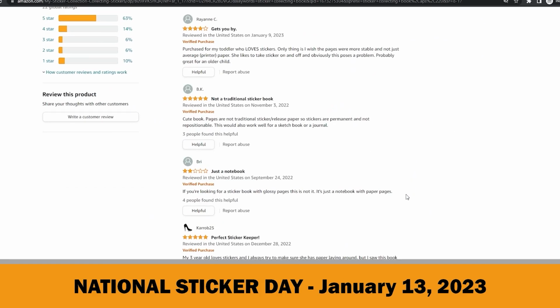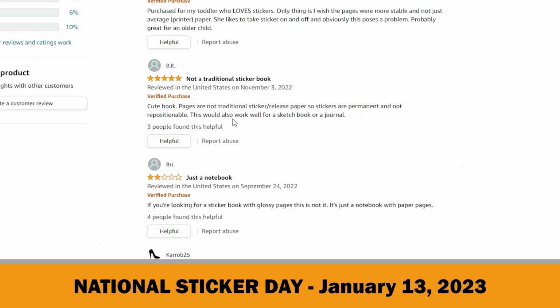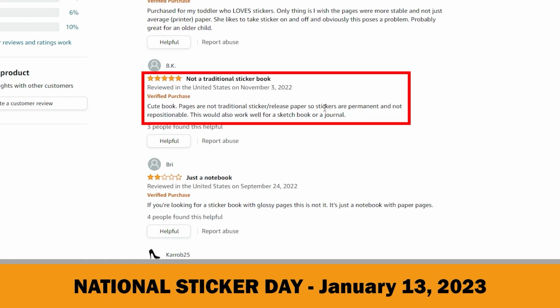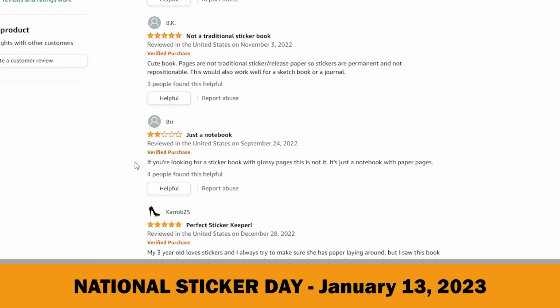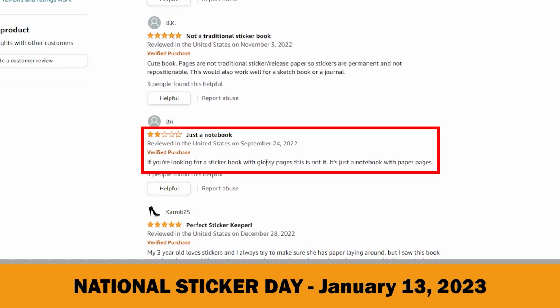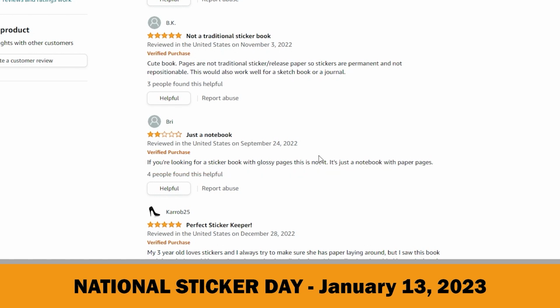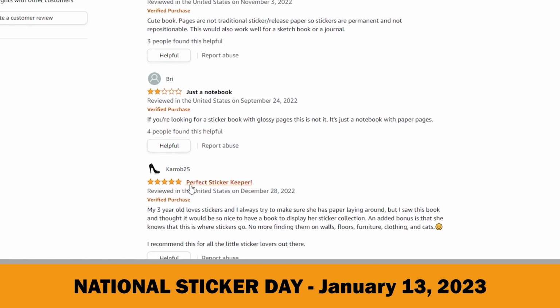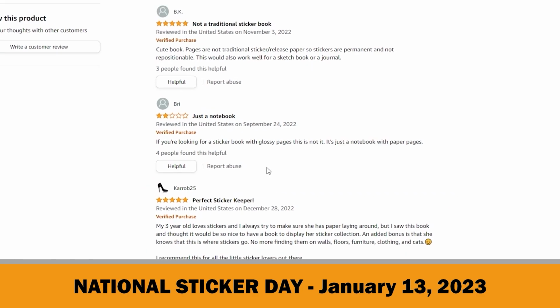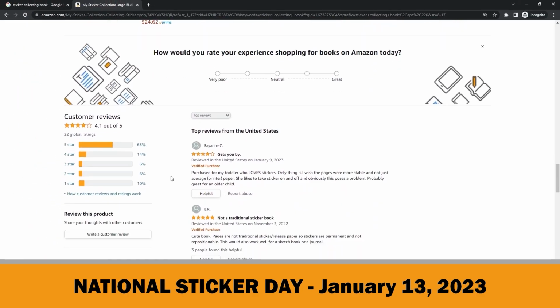Here they are. The first one says that not a traditional sticker book. Pages are not traditional sticker release paper, so stickers are permanent and not repositionable. Another one says, if you are looking for a sticker book with glossy pages, this is not it. On the other hand, another one says, perfect sticker keeper. Also, you can see here that most of the customers gave 5 stars for this book.